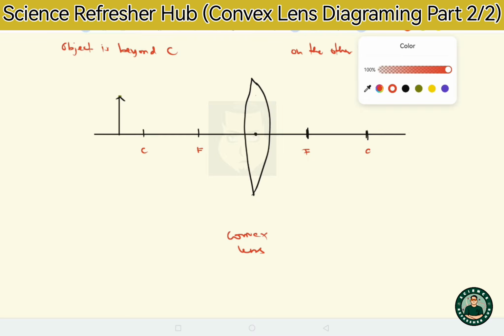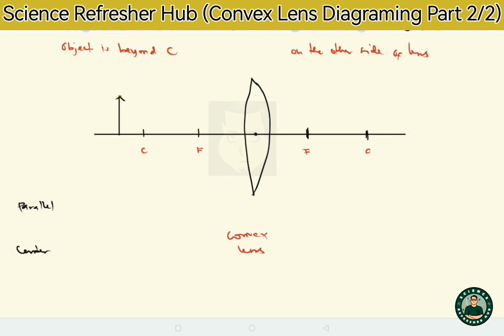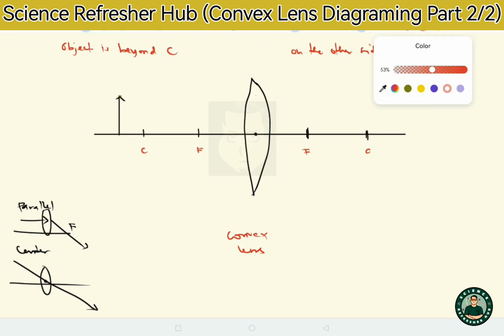Okay, the best rules that I usually use are the parallel and the center ray rules. For the parallel, the ray is parallel to the principal axis, and then it will bend all the way through the focus of our lens, right? And for the center, when the ray goes through the center of the lens, it will move straight without bending. Let's do it. Let's have the parallel first.